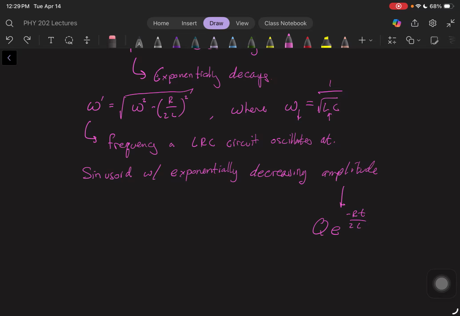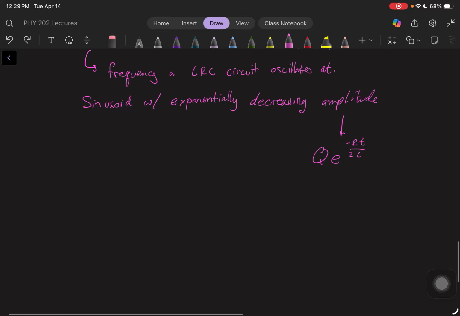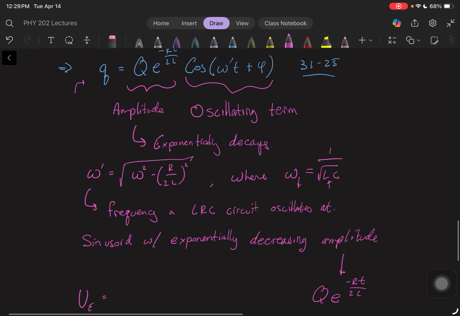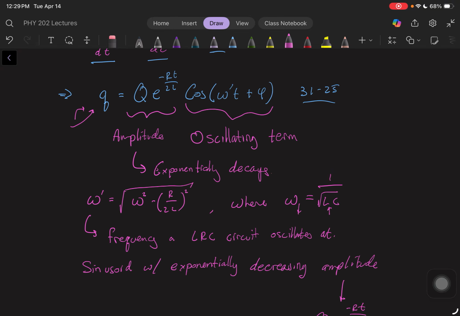So, let's look at what the electrical energy as a function of time is. At any given point, we can say this charge Q is the charge on the plates of the capacitor.